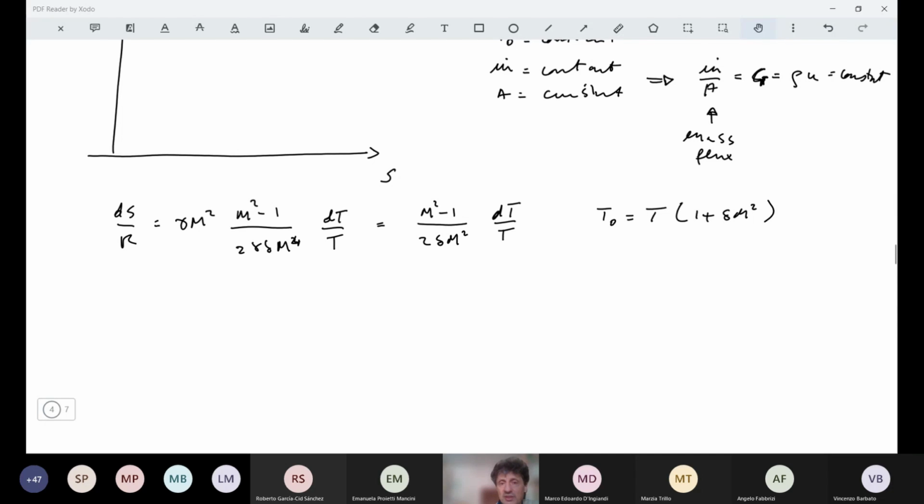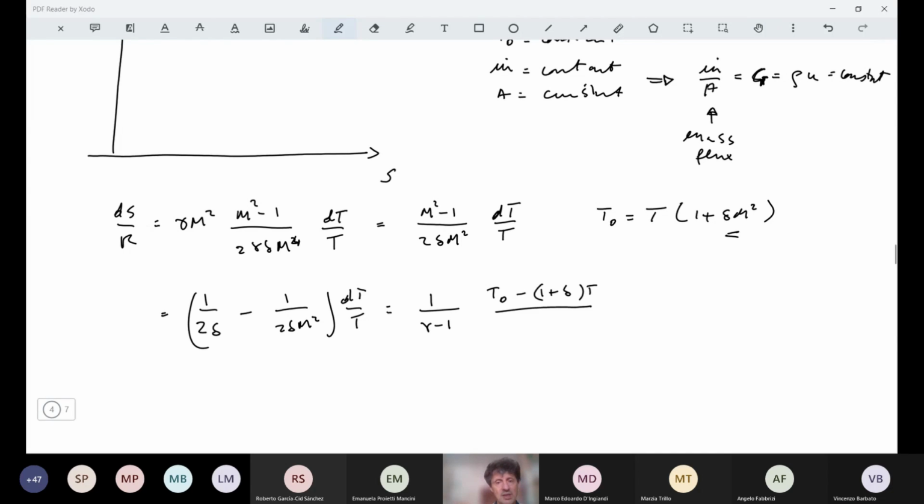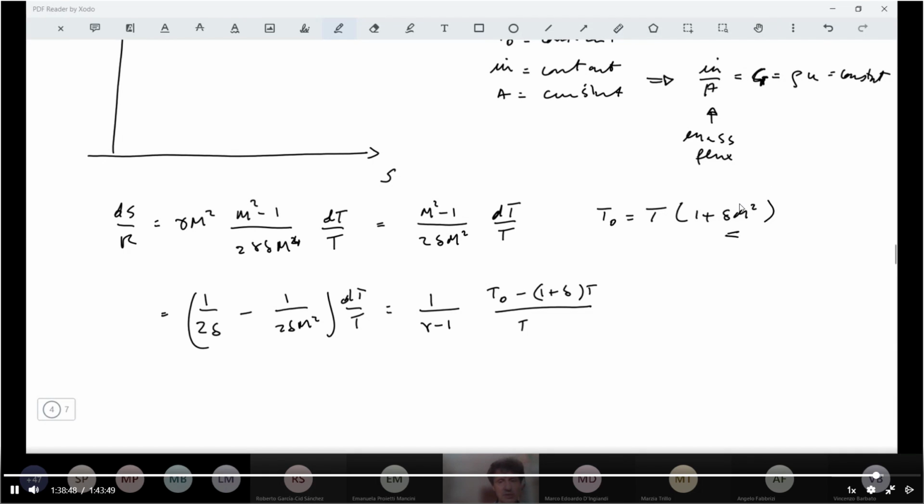And we see, because here we also write, well, I can say that ds over R is 1 over 2 delta minus 1 over 2 delta M squared dT over T, and take delta M squared from here. So at the end, we will have that this is 1 over gamma minus 1 times T0 minus (1 plus delta) T over T0 minus T, multiplied by dT over T.